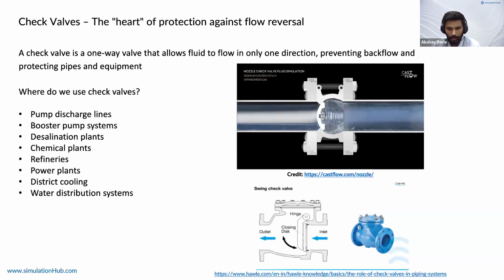So let's see where check valves are used. They are used in pump discharge lines. This is one of the most common examples of where check valves are used. When a pump suddenly stops, when the pump trips, or let's say there's a power outage, there's a tendency that the flow would reverse. To stop the flow going in the reverse direction inside the pump and damaging the impeller, or causing a whole lot of other problems, we install check valves in pumping systems.